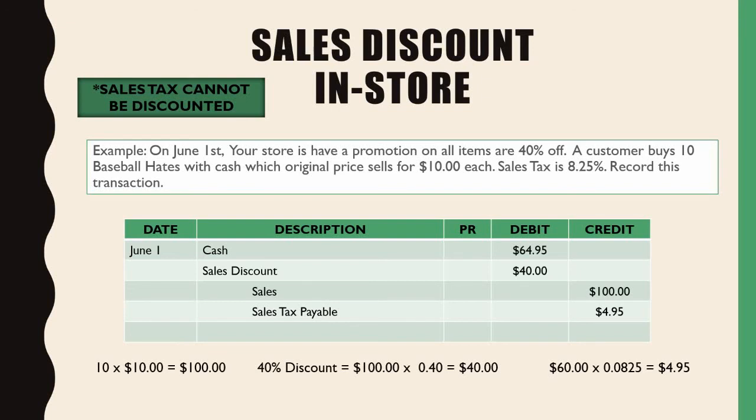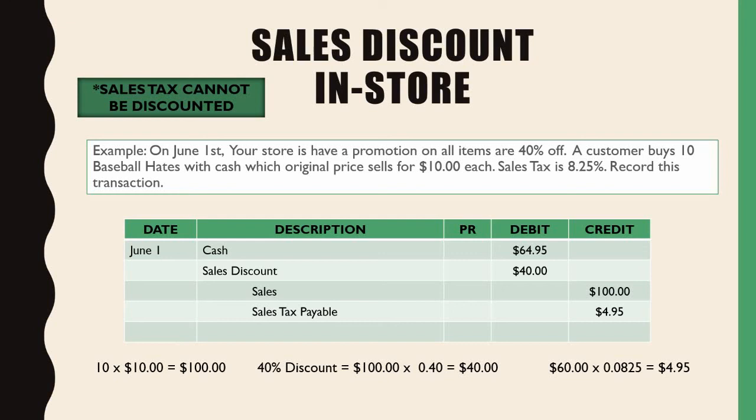Yes. And then, if we do the debits equals credits rule, we should be able to figure out how much cash we're actually receiving. Or you could just add up 100 with the $4.95, subtract the 40, and you'll know that your amount of cash is going to be $64.95.